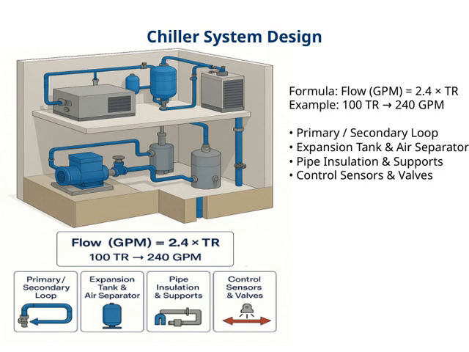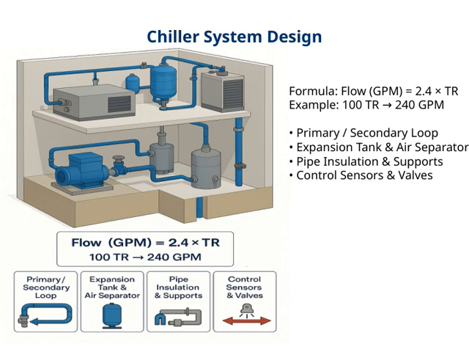Next, we have the primary and secondary loop configuration. This setup is crucial for maintaining proper flow and temperature control across the system. It helps optimize performance and energy efficiency. We also need to consider components like the expansion tank and air separator. The expansion tank accommodates the thermal expansion of water, preventing pressure issues, while the air separator removes dissolved air, which can cause noise and corrosion.